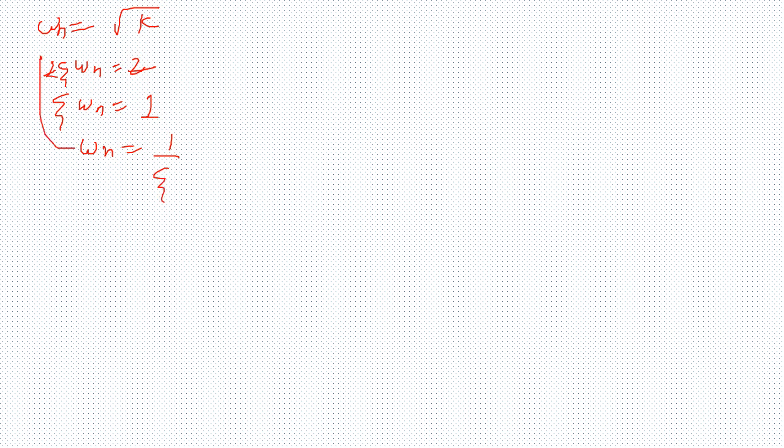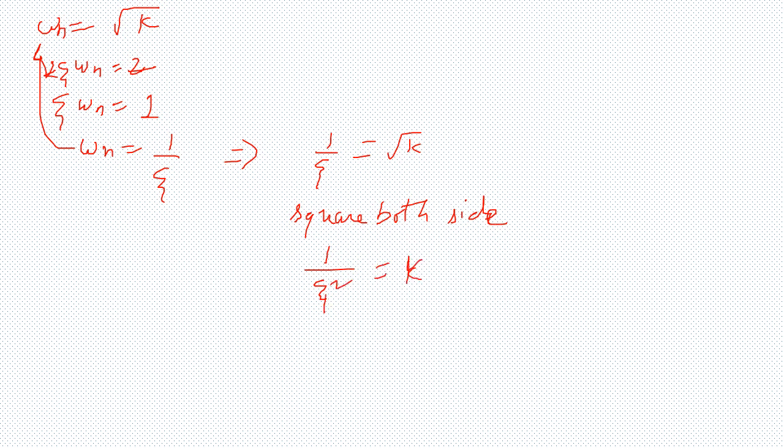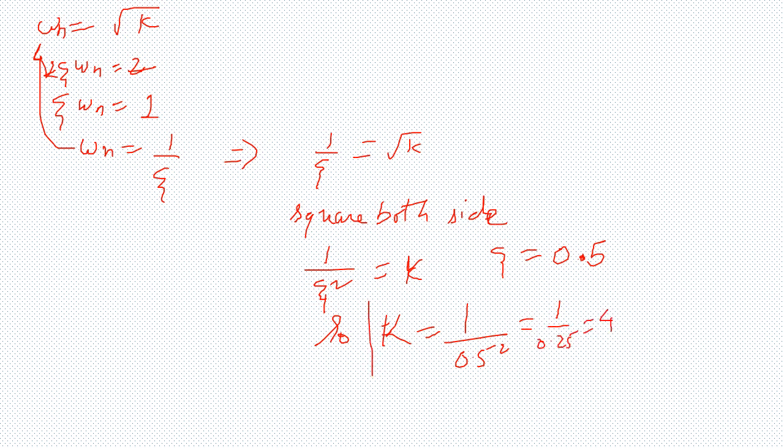This can be substituted in the other equation. So we see that 1 by zeta is equal to under root of K. If we square both sides, we get 1 by zeta squared equal to K. Now zeta is already given as 0.5, so K is equal to 1 over 0.5 squared, which is 1 by 0.25, equal to 4. So this is the answer to the question.